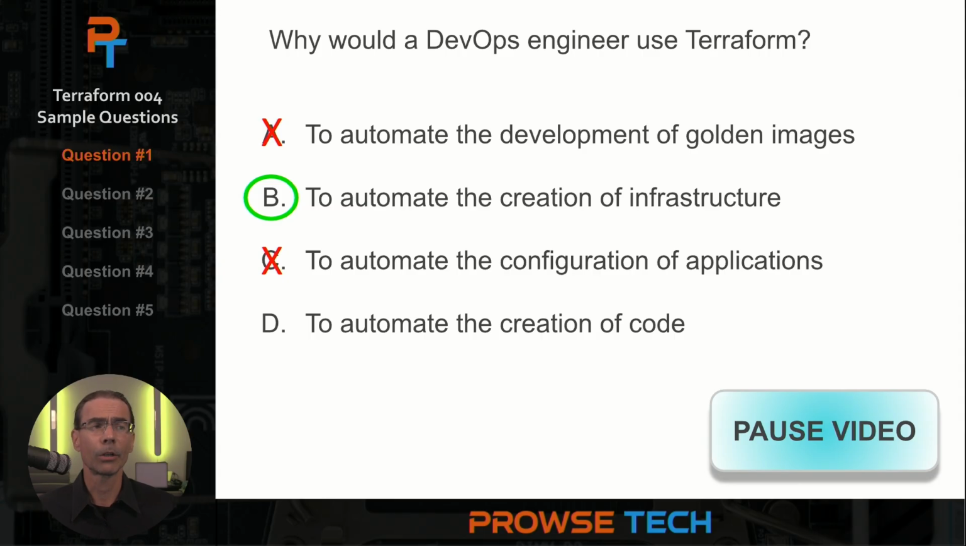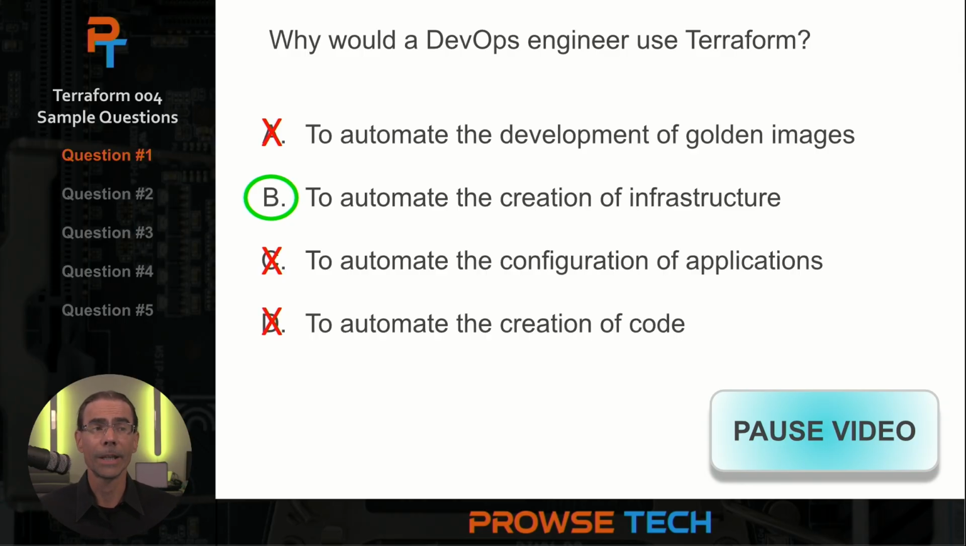C, to automate the configuration of applications. This is really configuration as code, and you might use a tool like Ansible to do this type of thing. And so, for example, we might use Terraform to build our infrastructure, but then we'll use Ansible to modify what we've built. And perhaps we have virtual machines that we built with Terraform, and we use Ansible to configure applications like web servers and things like that on those virtual machines.